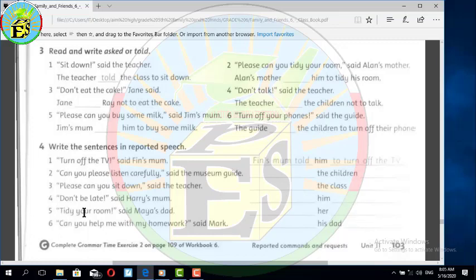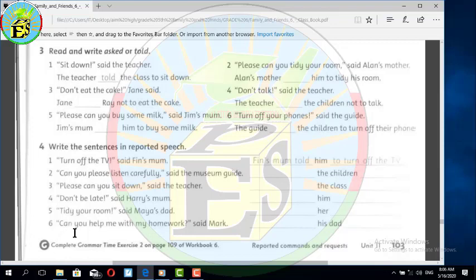Number 5. Tidy your room, said Maya's dad. Maya's dad told, very excellent, told Maya or told her to tidy her room. Don't forget to change the pronouns.